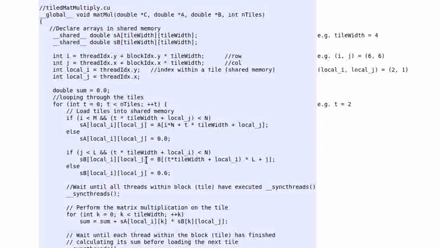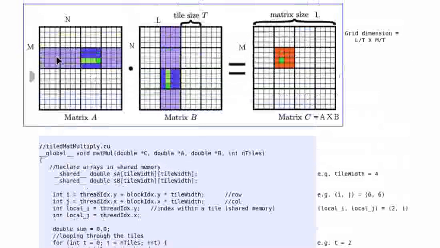And also for each tile, we load the memory from global memory into the shared memory, like SA. So when t equals 0, we load this block here, and then when t equals 1, we load this one. The same thing for B. When t equals 0, we operate on this block. This block is loaded into SB.